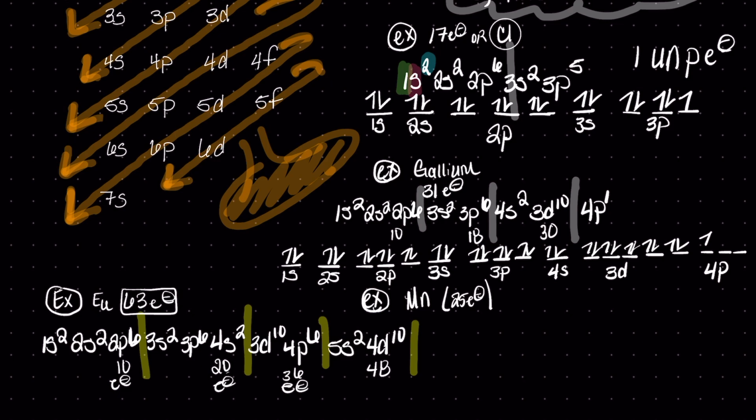48 electrons. I gotta keep going. So I'm at 4d and I keep going down. That's 48. And 5p6. 6s2, 48, 49, 50, 51, 52, 53, 54, 55, 56. Uh-oh, we're getting there.